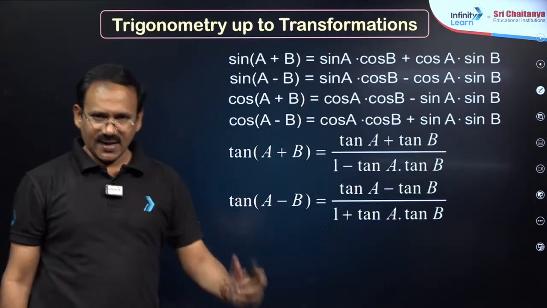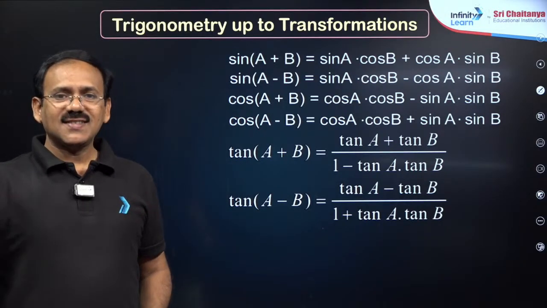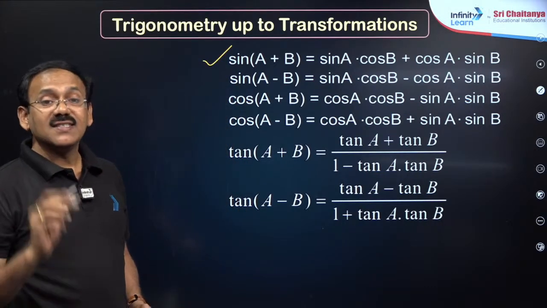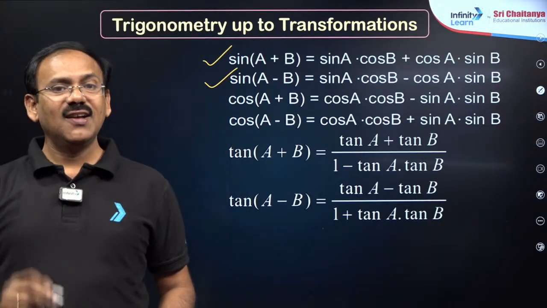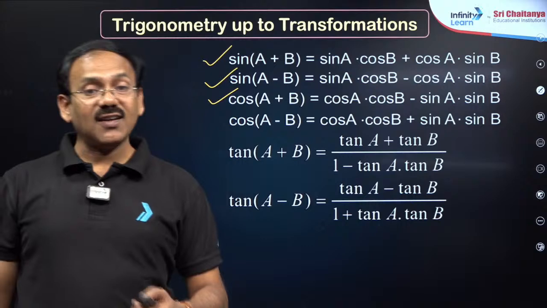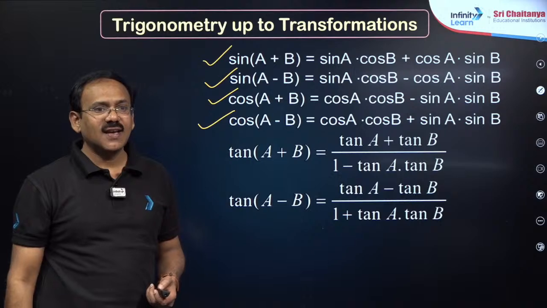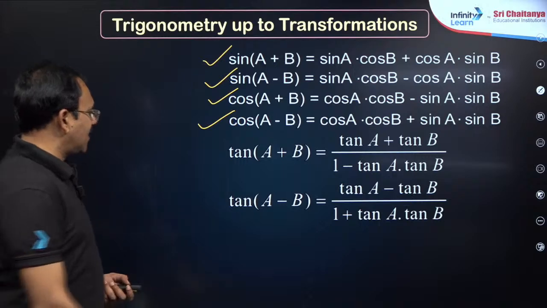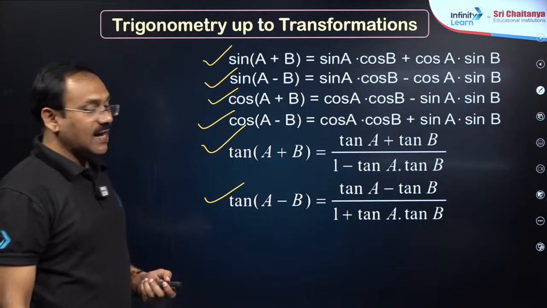We'll go to the compound angles formula directly from here. Friends, sin of A plus B, all of you say sin A cos B plus cos A sin B; sin of A minus B, sin A cos B minus cos A sin B; cos of A plus B, cos A cos B minus sin A sin B; cos of A minus B, cos A cos B plus sin A sin B. Then tan of A plus B, tan A plus tan B by 1 minus tan A tan B; tan of A minus B, tan A minus tan B by 1 plus tan A tan B.